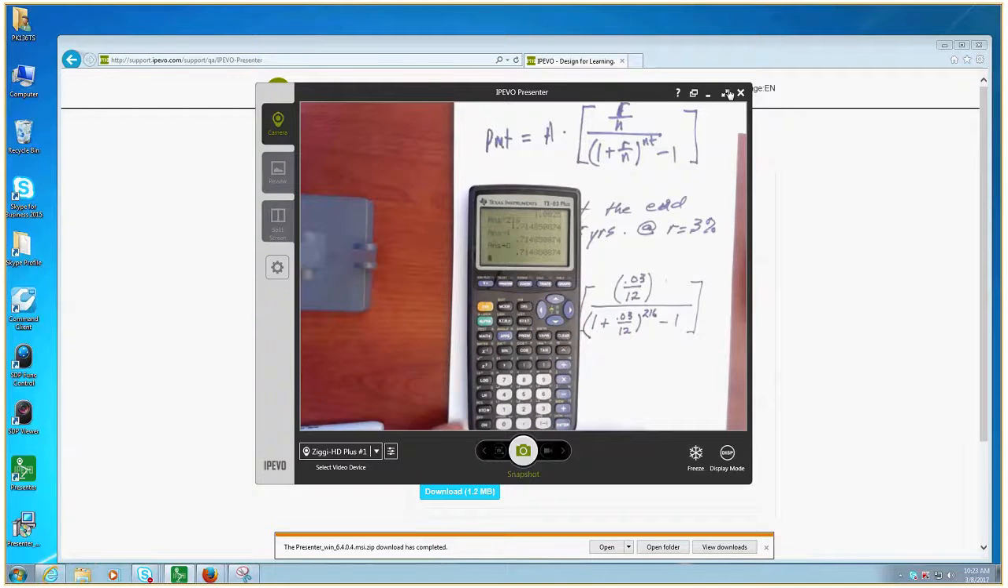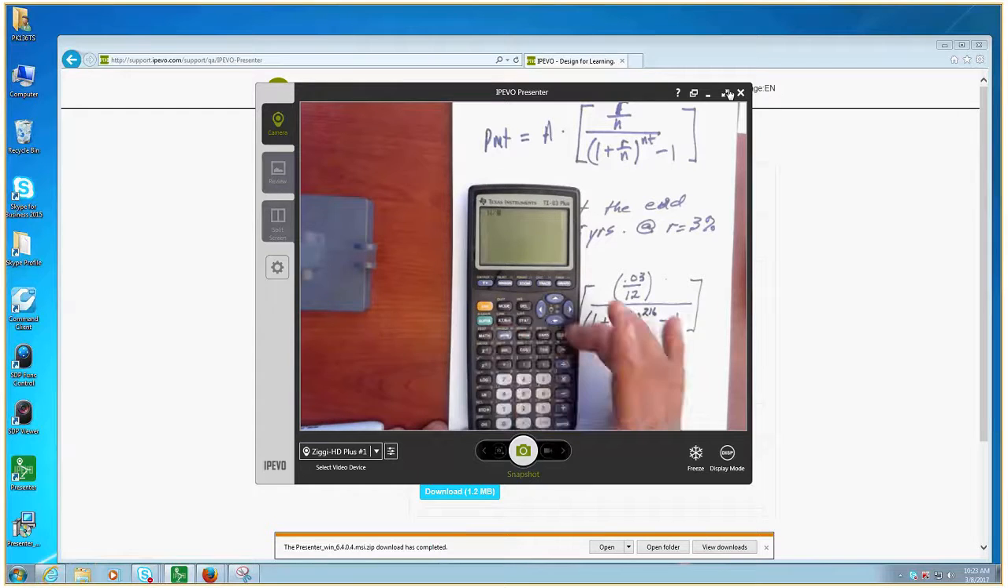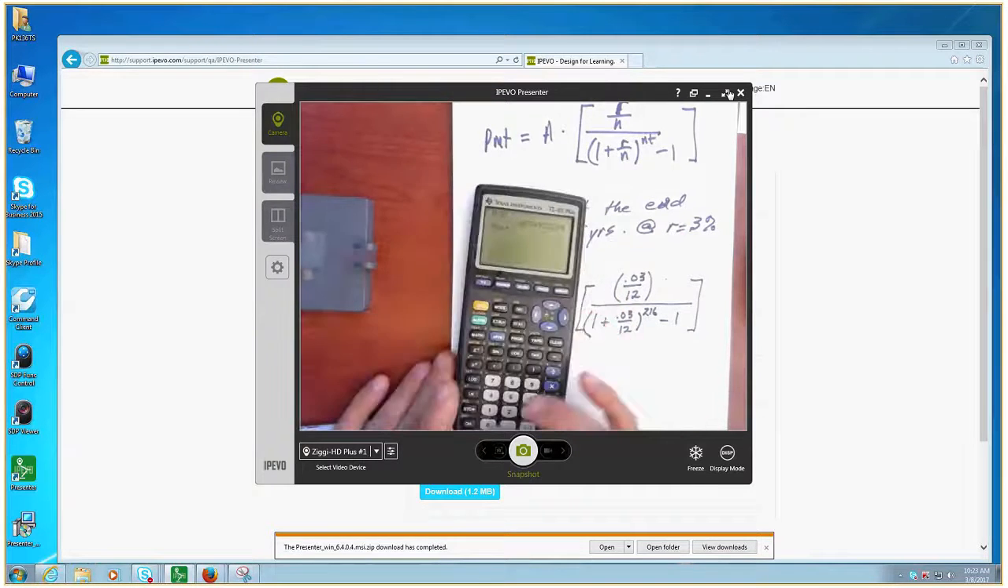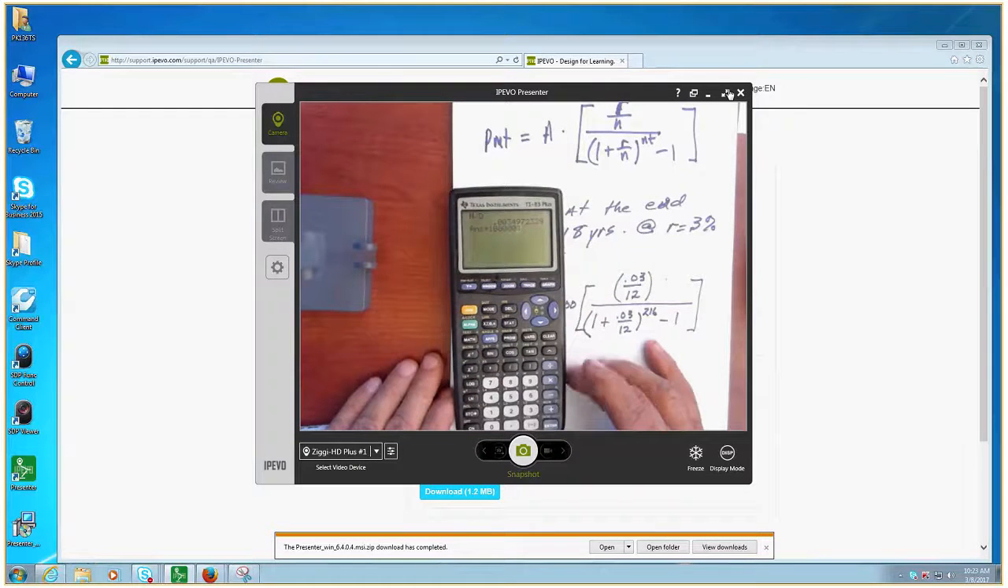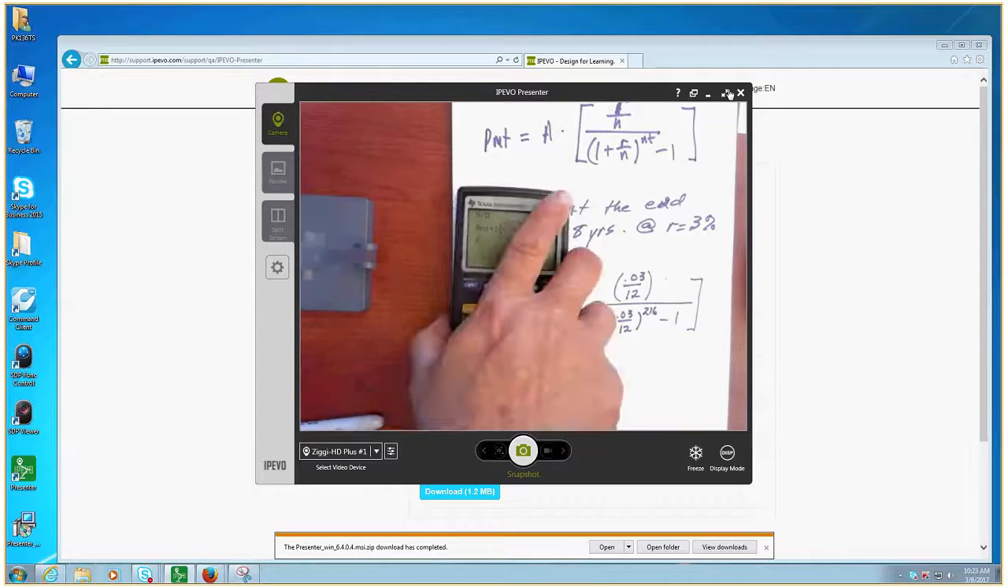Enter. And now I just take clear, alpha numerator divided by alpha denominator, and that's equal to what? And then you multiply by 100,000. And that's equal to your monthly payment. Dang, about $350 a month.